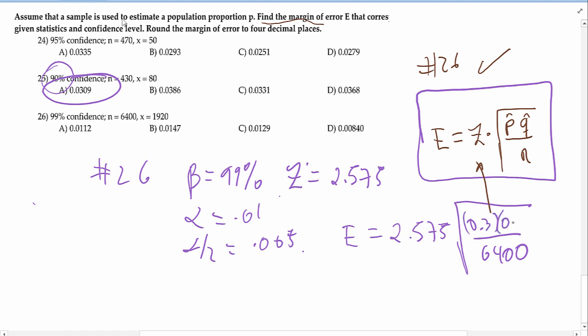So Q is 0.7. Those numbers have to add up to 1. Actually, this is pretty easy to calculate, so let's do it. 0.3 times 0.7 divided by 6,400, and then we take the square root of that and multiply that number by 2.575, which gives me a margin of error of 0.0147, which is this answer. Okay, so let's continue.